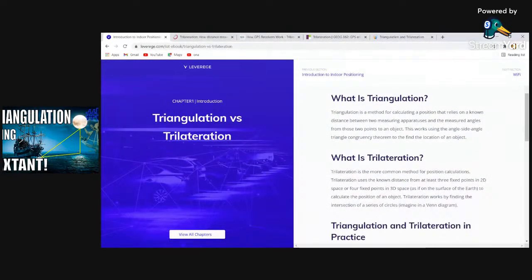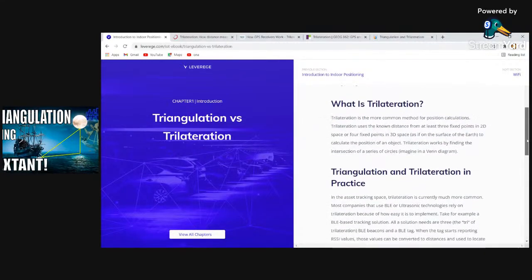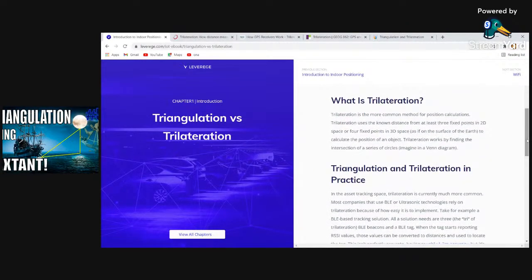So this works using angle side angle triangle congruency theorem to find the location of an object. So do you think we're talking about the sextant here? It's going to become very apparent what we're actually talking about when this conversation comes up about triangulation versus trilateration. So what is trilateration? Trilateration is the more common method for positioning calculations. Why are we doing calculations? We're doing physical measurements when using the sextant.